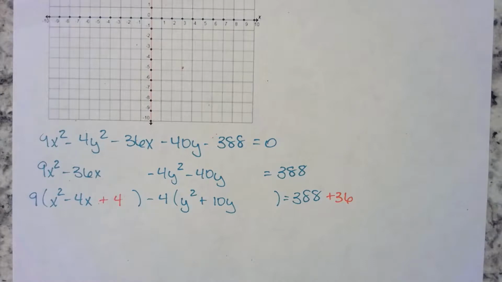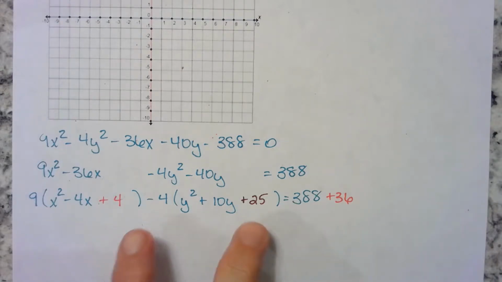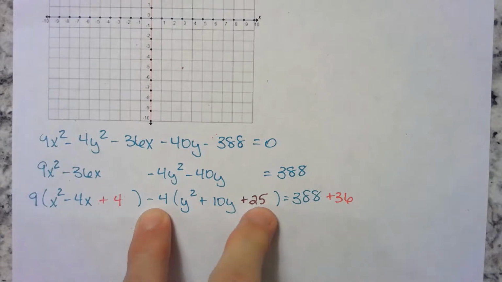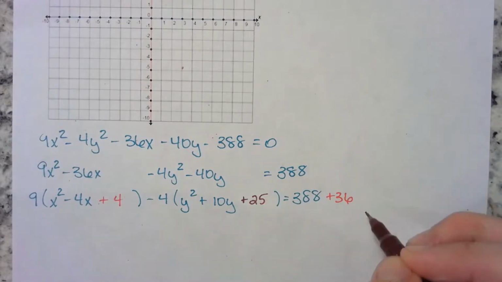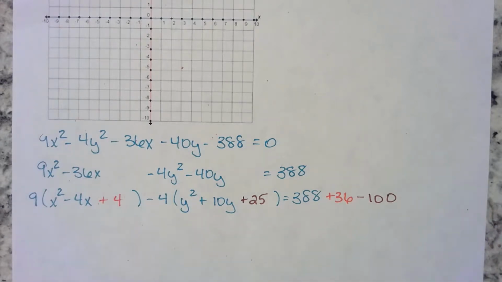Now for the other one, I'm just looking for a cool color. There we go. I don't know if this one's cool, but it'll work. So we take half of b and we square it. Well, half of 10 is 5, and 5 squared is 25. But sorry about my dog. We didn't just add 25. We added negative 4 times 25, which is a negative 100, which is what we have to put on this side as well. Now you want to factor each of those.